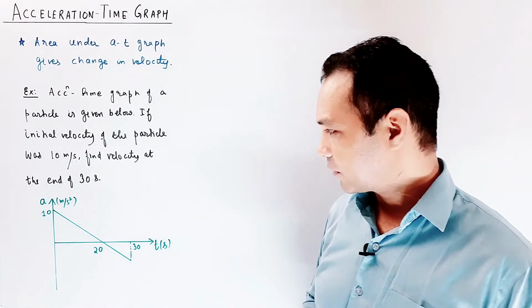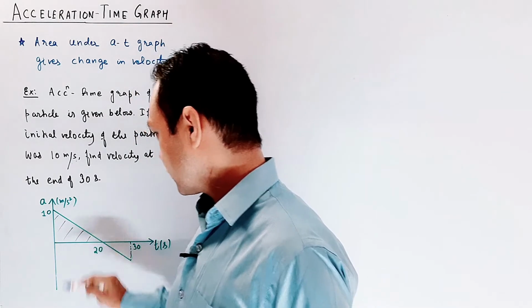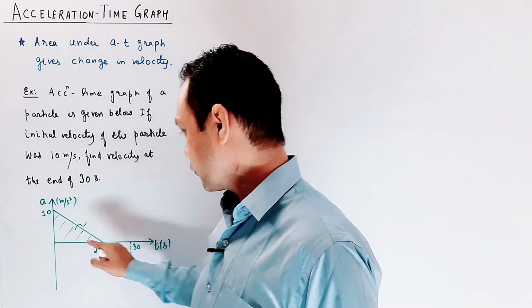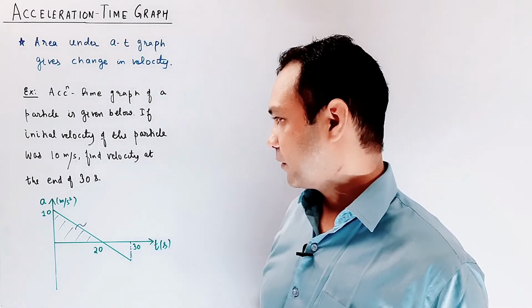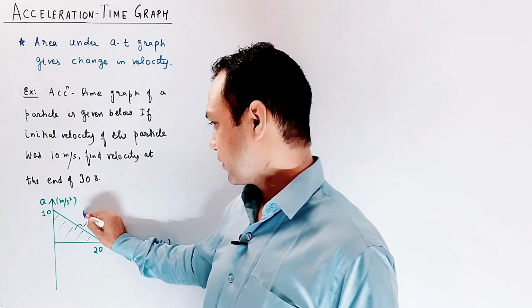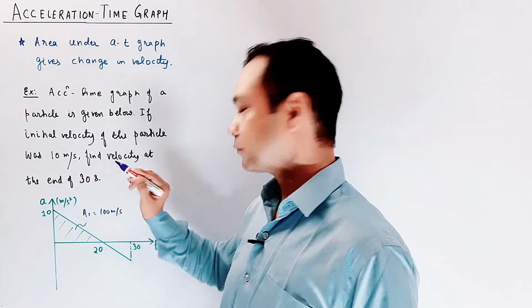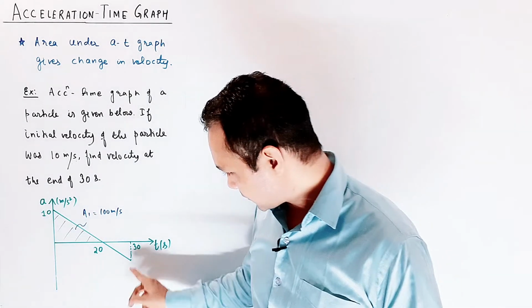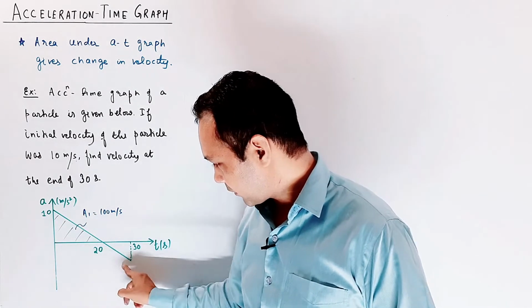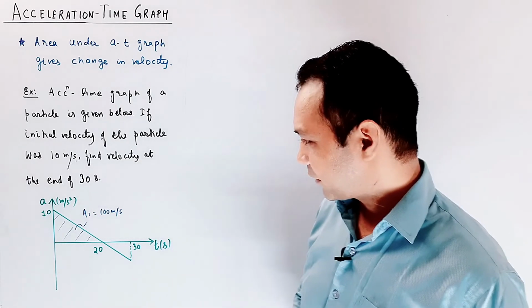First, let me calculate the magnitude. If I talk about this area, that area will be 10 into 20 by 2, so 100, and the unit is meter per second square into second, so this area will be 100 meter per second. And this time I do not know, but I can get it from the similar triangle, but actually I do not need to know that time either.